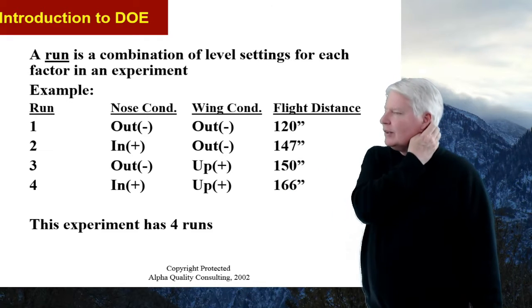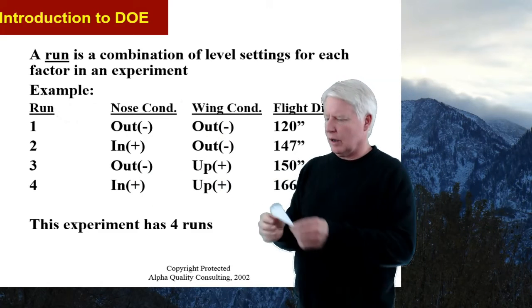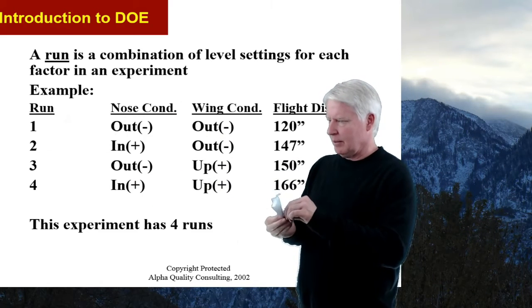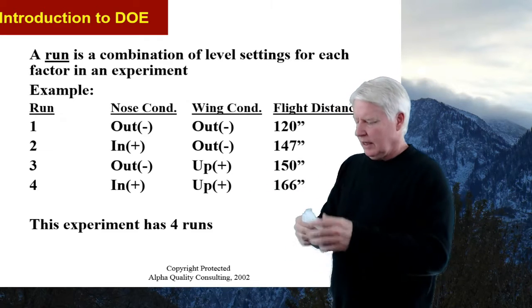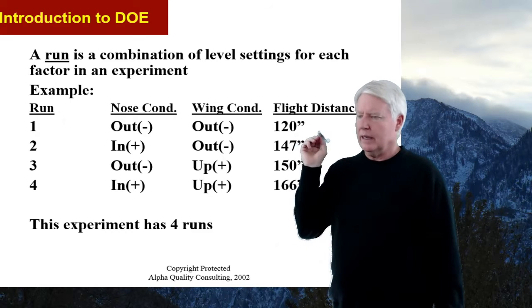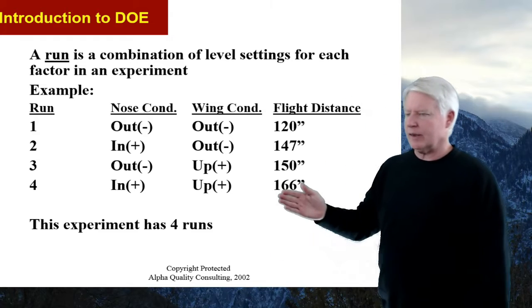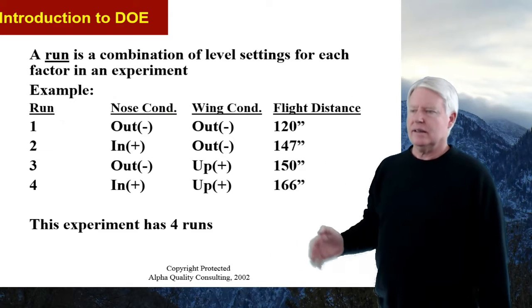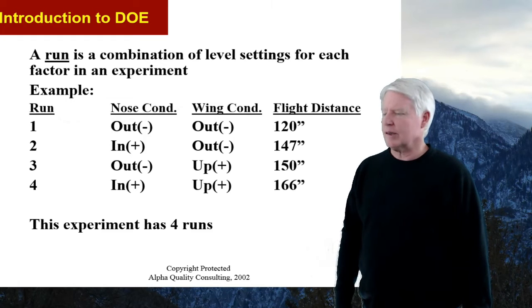Got it. Okay, let's move on to run number 4. Let's look at run number 4. Nose condition: fold it in for run number 4. And wing condition, you keep it the same as the last one, wingtips up. Now I'm ready to run my 4th run. I throw it, and I measure it. It's 166 inches. That's how you run the experiment.